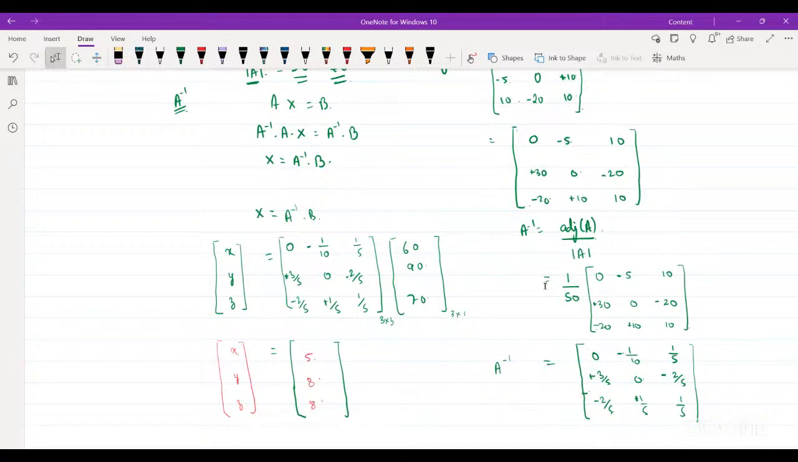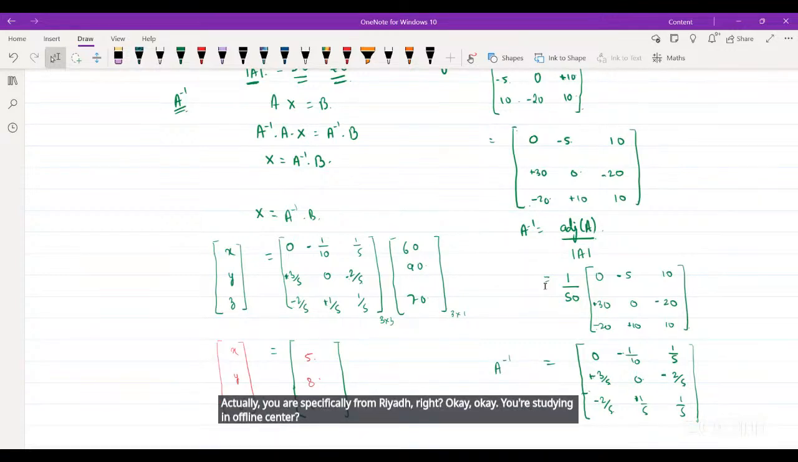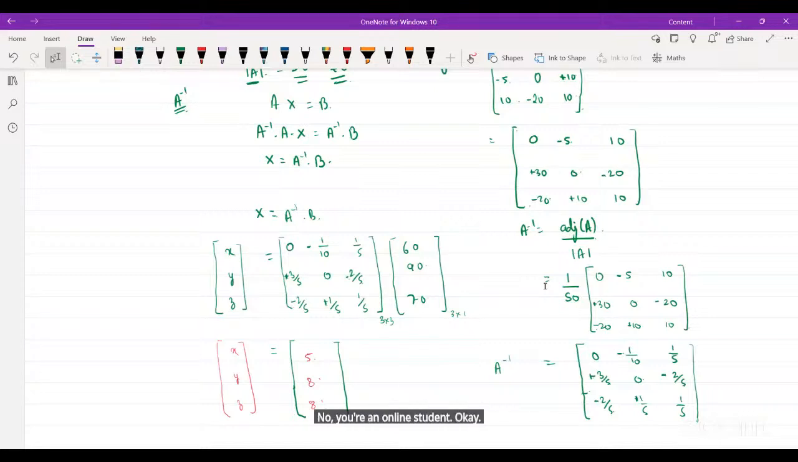Sir, I am from Tamil Nadu. Tamil Nadu. Specifically? Trichy. Great, man. And what are your plans after 12th? Sir, I'll be here in Riyadh till summer vacation. Then I'll go back to India. Okay. You are specifically from Riyadh, right? Yes, sir. You're studying in an offline center? No, sir. You're an online student. Okay. I hope this is clear, people, right? This question is clear, right?